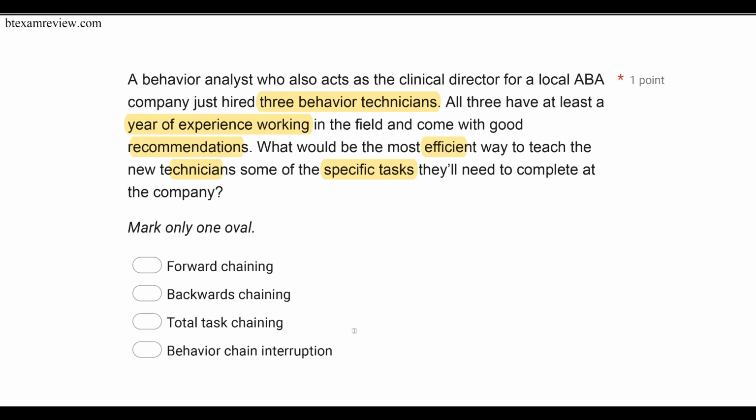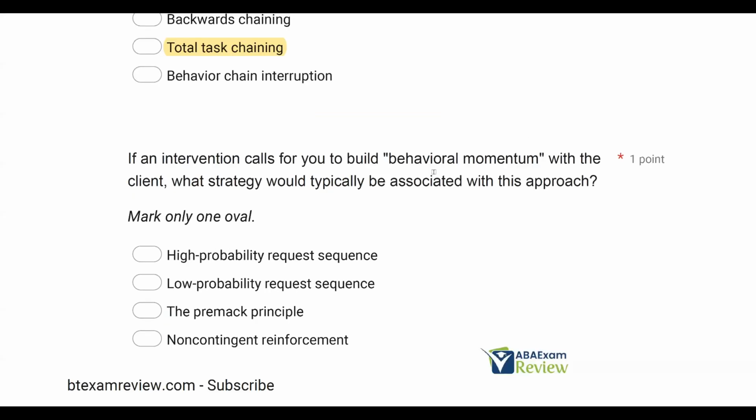In behavior chain interruption, to use a behavior interruption strategy, the learner already has to master most of the skills. Technicians are still new. So these tasks you're teaching them are still new. So you can't use the interruption strategy yet, but to be efficient, you can attempt the total task chaining first.